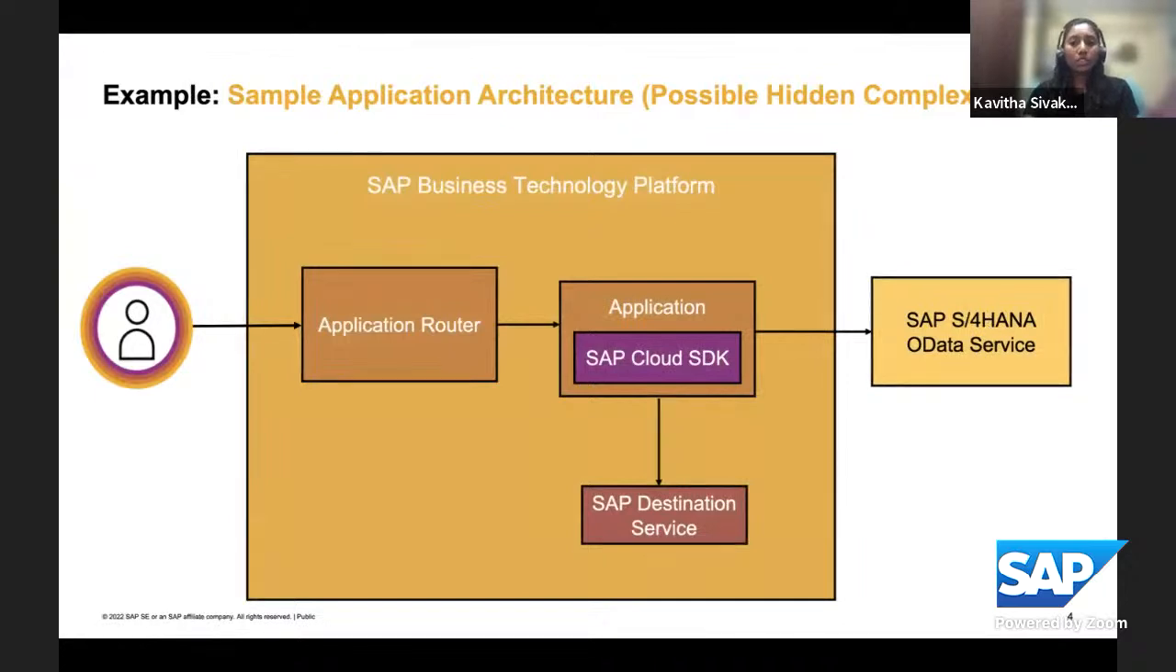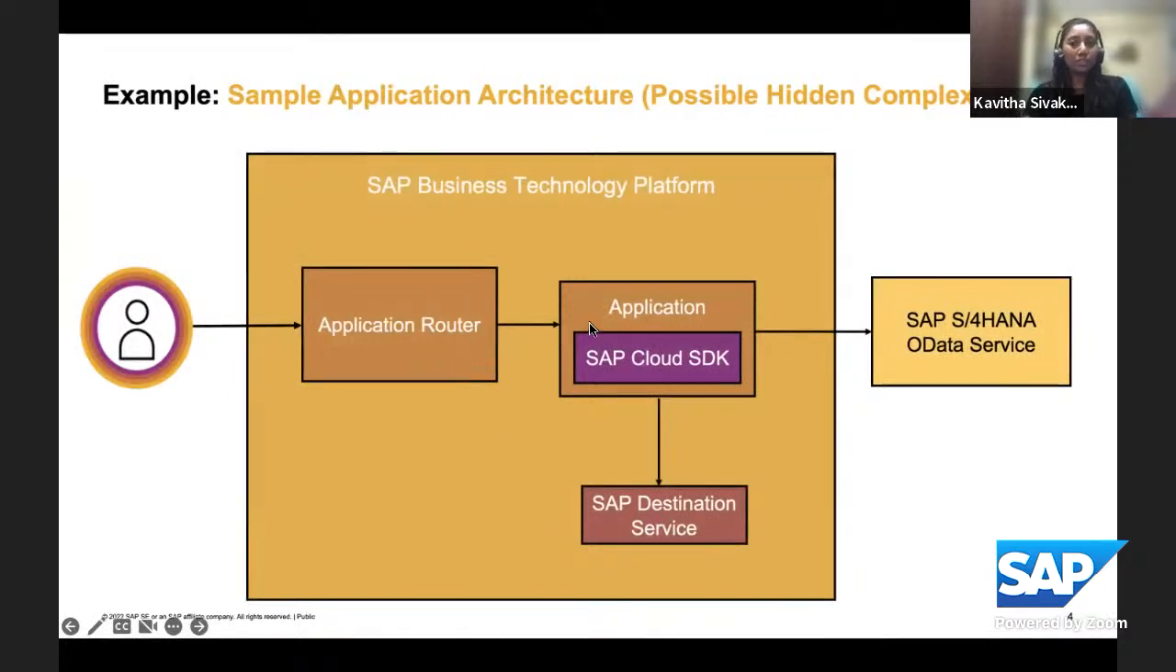Now, if you want to consume a service inside BTP, all of you would know that you should create a destination. And this is basically just an abstraction in BTP. And to ease accessing a destination, we also have a SAP destination service. So in your application, you would also need to touch base with the SAP destination service if you want to consume an OData service.